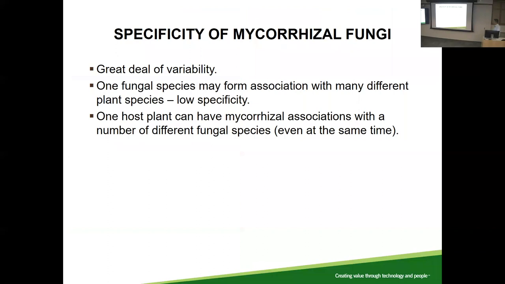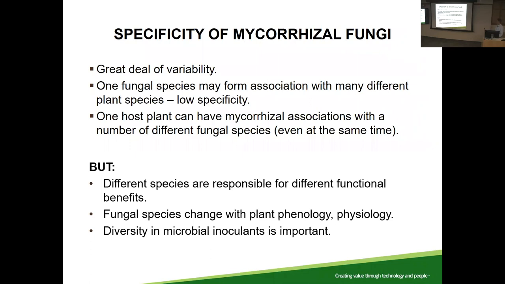Specificity of mycorrhizae. There's a great deal of variability, and what we know is that one species of mycorrhizae can form the symbiosis with multiple species of plants. At the same time, one plant root can form symbiosis with different species of mycorrhizae. But there are different species that are responsible for different functional benefits. One species is better for phosphorus uptake. However, another species of mycorrhizae is better at increasing tolerance to heavy metal toxicity. So there are differences in terms of species.